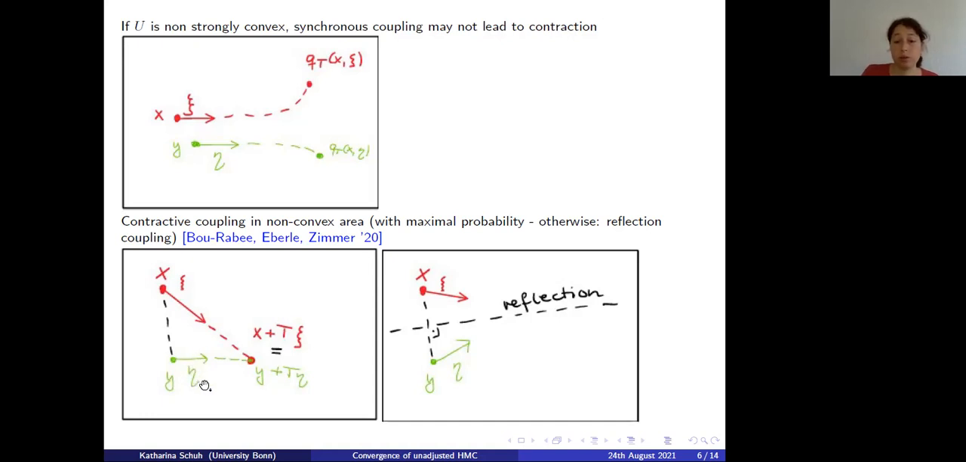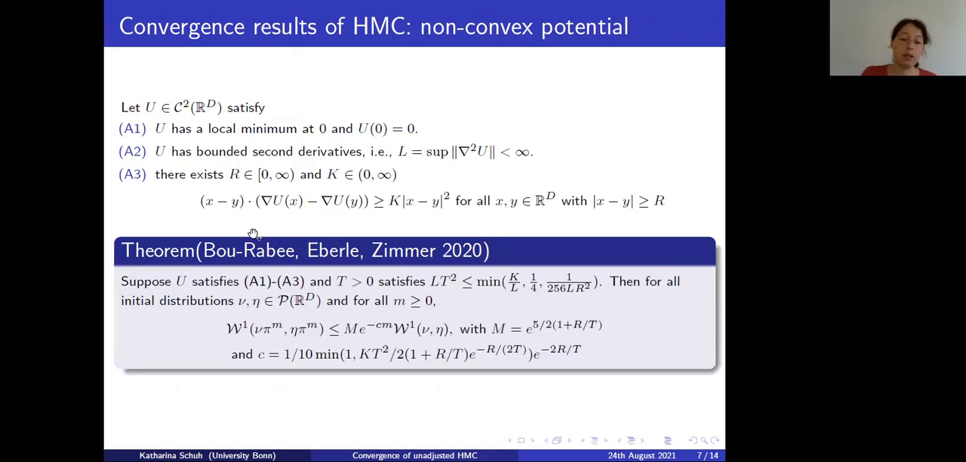So we can only do this with maximal probability, and otherwise we take a reflection coupling. And with this coupling, Bourabee, Eberle, and Zimmer showed that, provided U satisfies the following three conditions. The first condition is some technical assumption. The second one is as before, we have bounded second derivatives. And the third one is that we are only strongly convex outside some Euclidean ball. So that means that inside, something else happens, which also includes potentials like a double well potential.